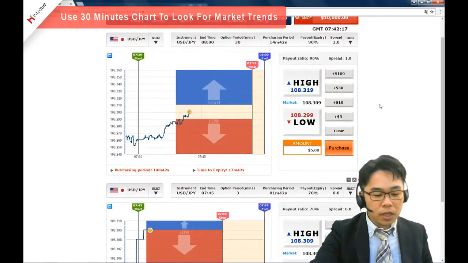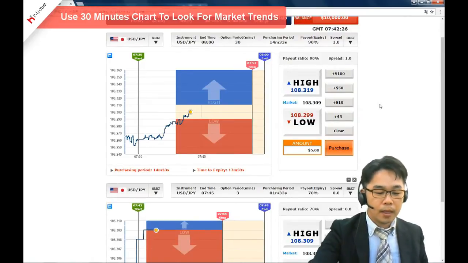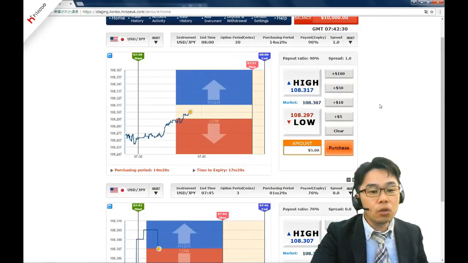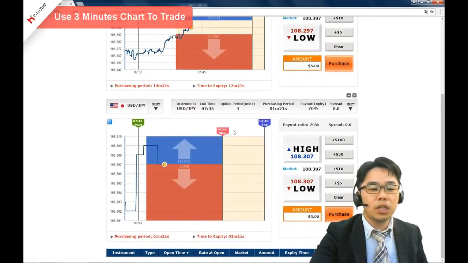Now use the 30-minute chart for knowing the market trend, whether it is up or down. And you decide a point to purchase or not to purchase by looking at this 30-minute chart. For trading, we'll use the 3-minute chart.